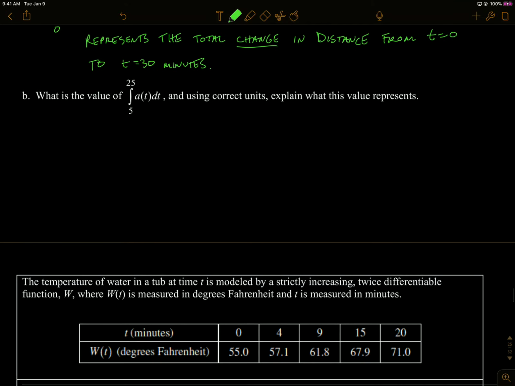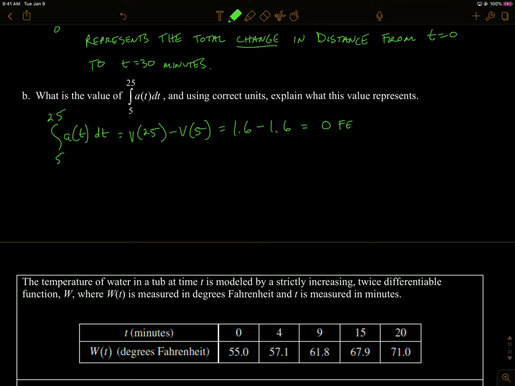Okay, what is the value of, and using correct units. So this one we're going to do the integral from 5 to 25 of a of t. We can find the exact value because the antiderivative of a of t is velocity of t. And so it's v of 25 minus v of 5. We can pull that information off the table. 1.6 minus 1.6. So that's going to be 0 feet per minute.